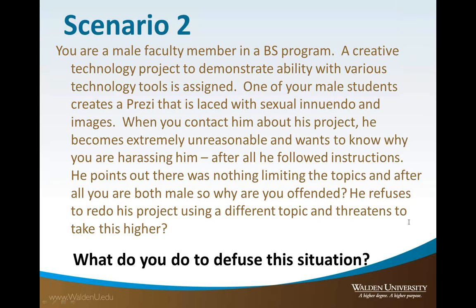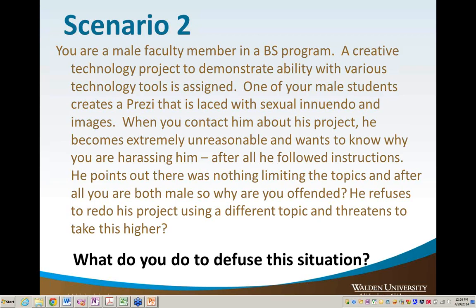So remember, number one was the religion issue. Number two are two males, male faculty member, male student, and the student in a project presented an application in which there were numerous direct and indirect sexual images and innuendo, and he wants to know why you, as another male, are offended by that. Okay, so what do you do to diffuse the situation?